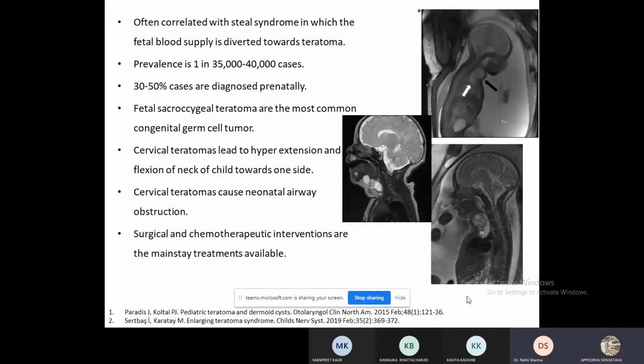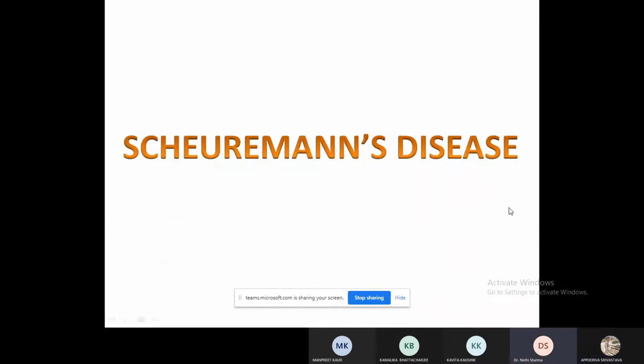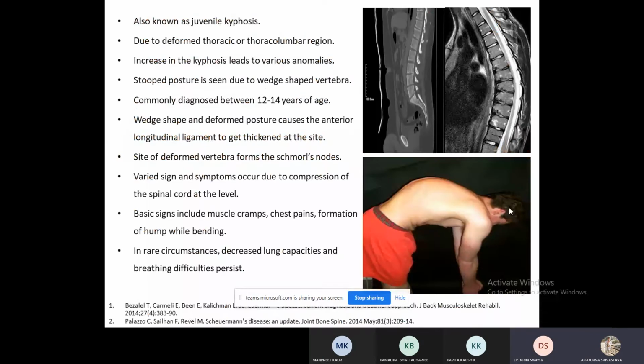Cervical teratomas cause neonatal airway obstruction. Surgical and chemotherapeutic interventions are the mainstay treatment available. Ma'am, these are the photographs of cervical and thymus teratomas in prenatally. Okay. Next is Scheuermann's disease, also known as juvenile kyphosis.